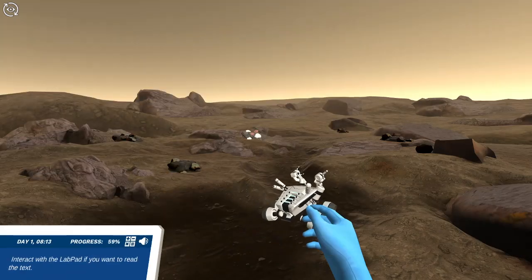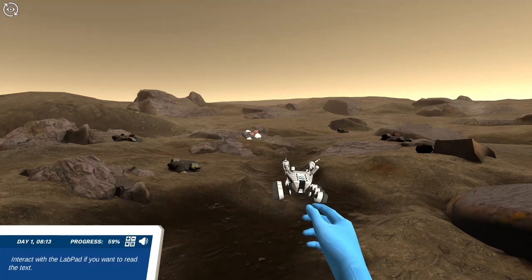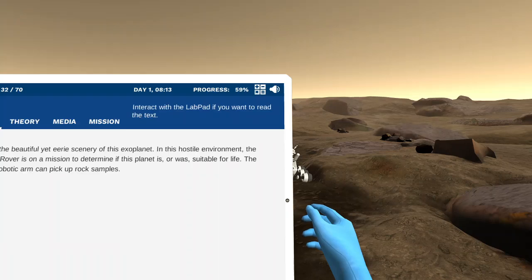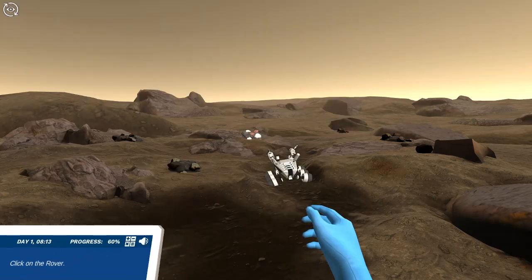Behold the beautiful yet eerie scenery of this exoplanet. In this hostile environment, the Labster rover is on a mission to determine if this planet is, or was, suitable for life. The rover's robotic arm can pick up rock samples. Click on the rover.